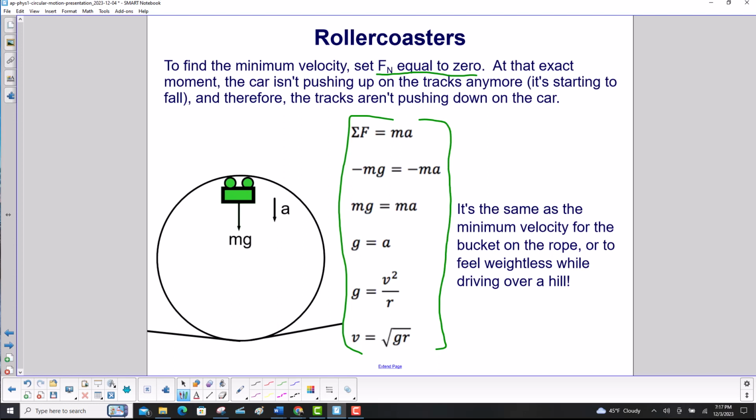Minus mg equals minus ma. Then we solve the algebra, replace acceleration with centripetal acceleration, and we find the same minimum velocity for the bucket on the rope or to feel weightless while driving over a hill. It's a cool thing about math. One set of math equations solves many different physical problems.